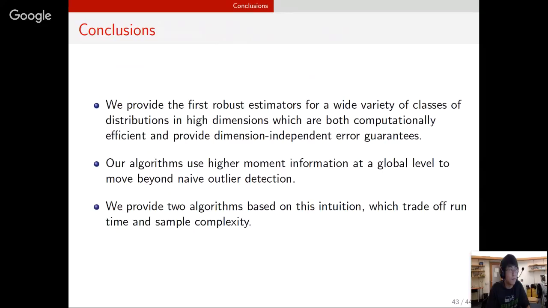All right, so let me conclude. We provide the first robust estimators for a wide variety of classes of distributions in high dimensions, which are both computationally efficient and provide these nice dimension-independent error guarantees. We do this by using higher moment information to move beyond naive outlier detection. And making this concrete, we give two algorithms for this intuition, which allow us to trade off runtime and sample complexity: the filter and this convex program.